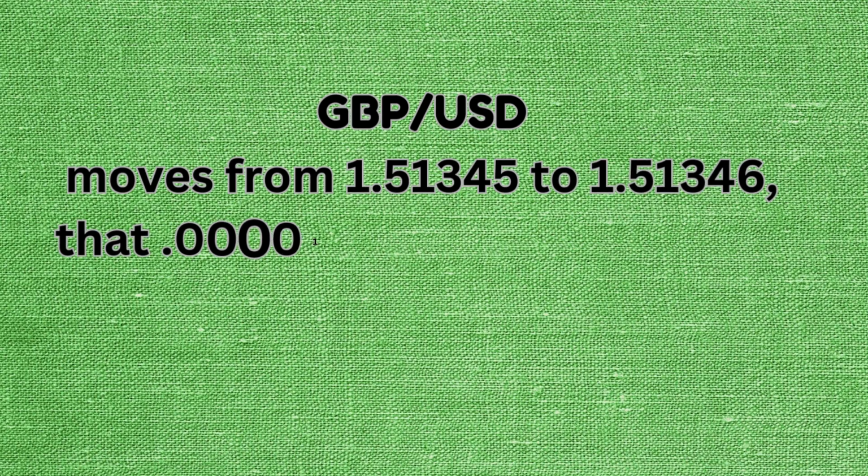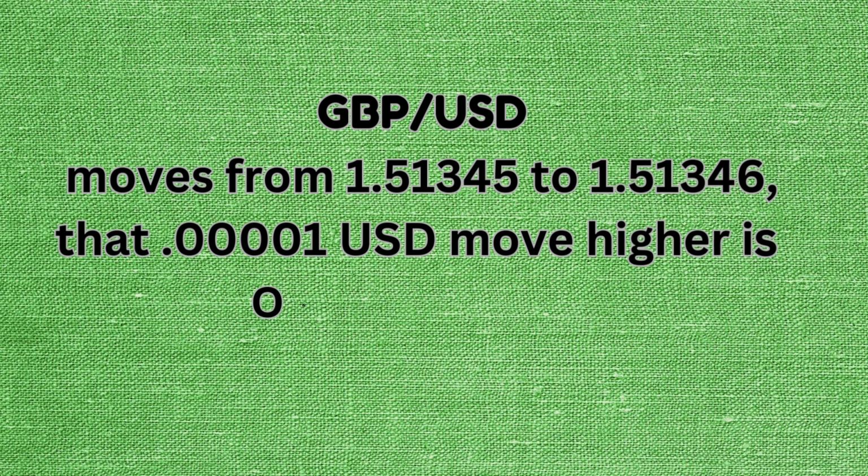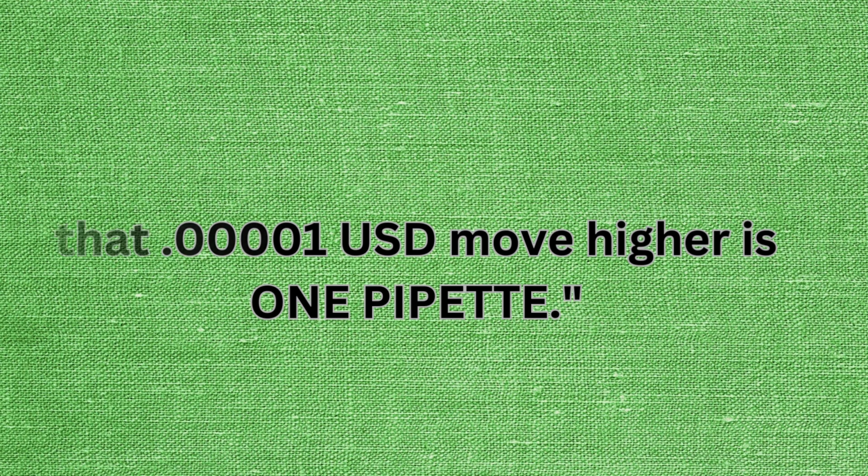So if GBP/USD moves from 1.51345 to 1.51346, that is 0.00001 USD, that is 1 pipette.